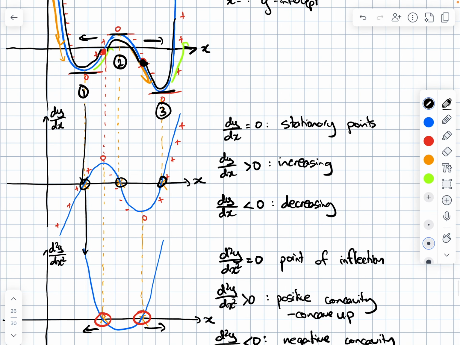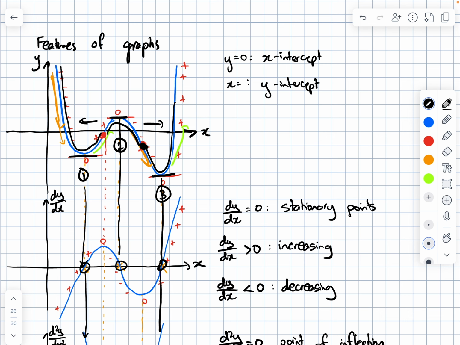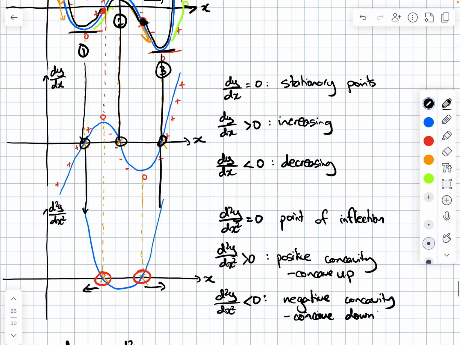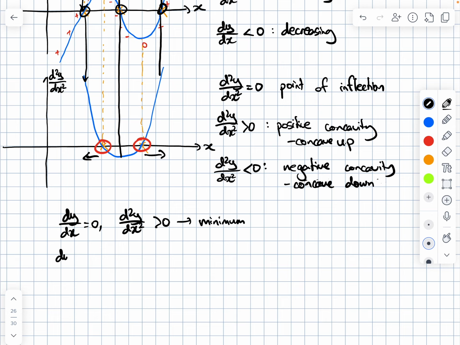Now that's the same for the third stationary point, which is also a minimum, because if we go down, we get 0 and then positive. Now for the second stationary point, which is called a maximum, because it looks like a hill, we go down. Again, we have the first derivative being 0, but now if we keep going down, we have the second derivative being negative. So when you have the first derivative equals 0, and the second derivative is less than 0, that gives you a maximum.